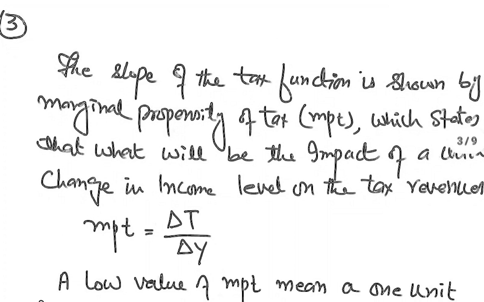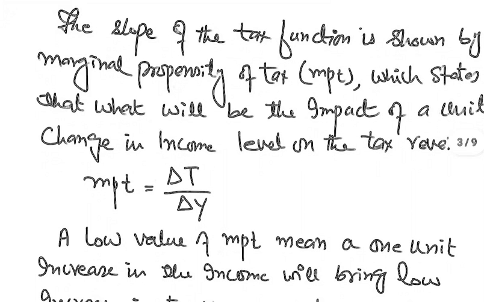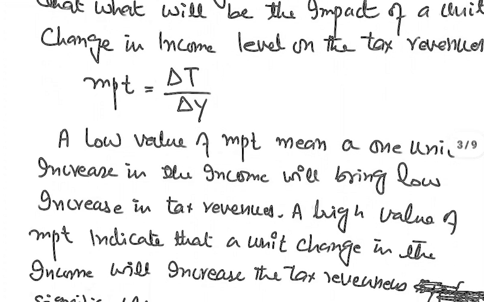The slope of the tax function is shown by the marginal propensity to tax, MPT, which states the impact of a unit increase in income on tax revenues. So MPT is equal to delta T upon delta Y, which shows the marginal changes in taxes along with the increase in national income.